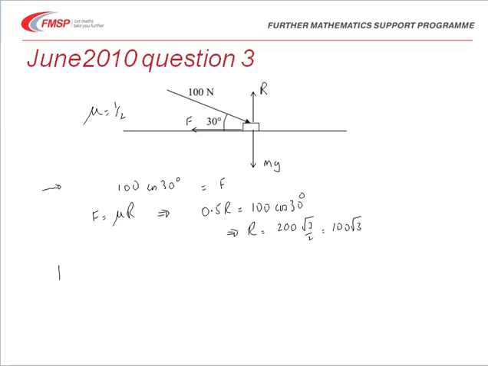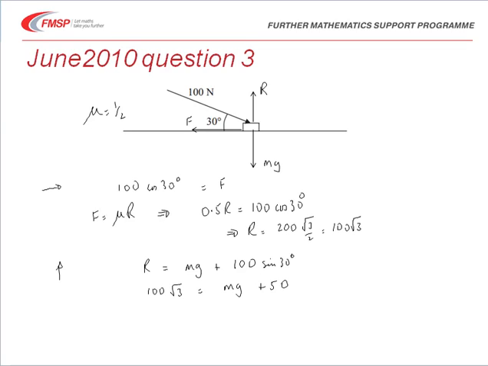If we then resolve vertically, well, we've got R acting upwards, and then the other two forces, mg, and the other component of the 100, so this time it's 100 sine 30 degrees, are acting in a downwards direction. So R is equal to mg plus 100 sine 30. So substituting for R, 100 root 3 is equal to mg. Sine 30 is a half, so this is just plus 50.